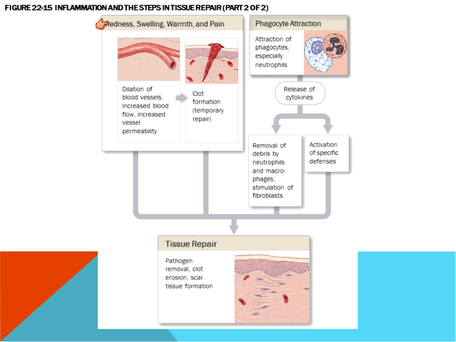So the redness, swelling, warmth, and pain: you are going to have that redness as a result of the dilation of the blood vessels to increase vessel permeability, to bring more immune cells to this area. Phagocyte attraction: we are going to release cytokines, or special chemical messengers, including neutrophils and macrophages, that will eat the pathogen. At the same time those cytokines that are released can also activate your specific defenses, so those T cells and B cells can be activated again.